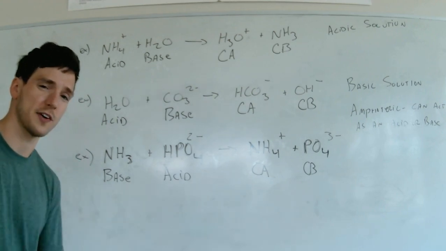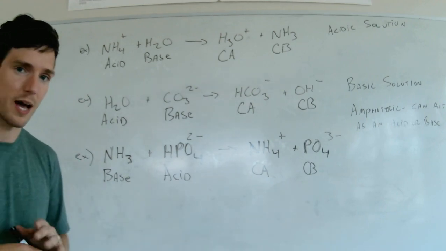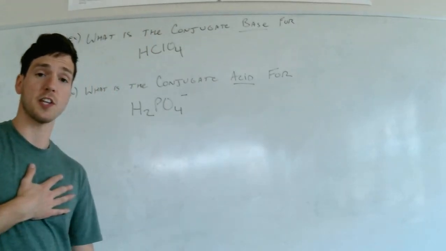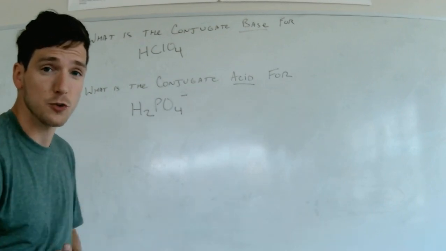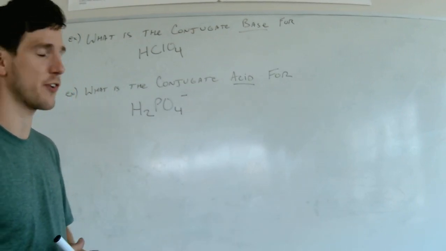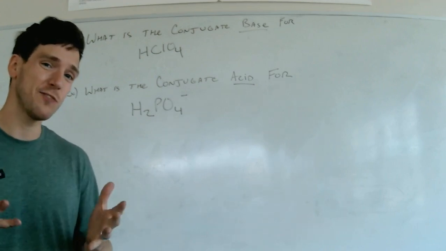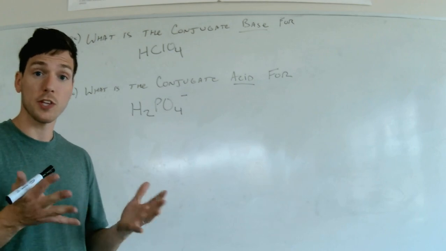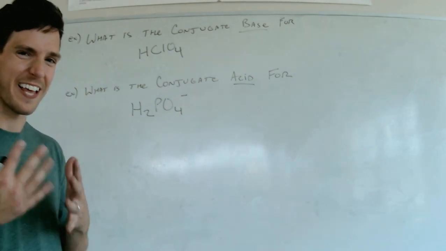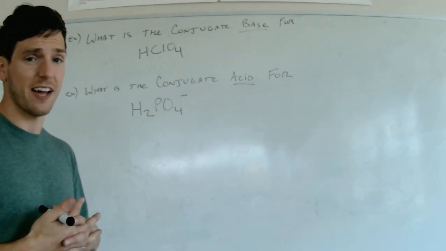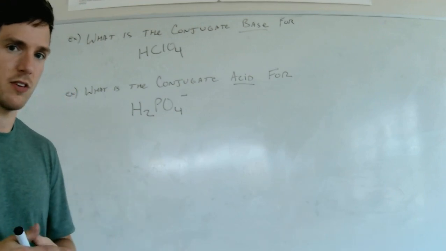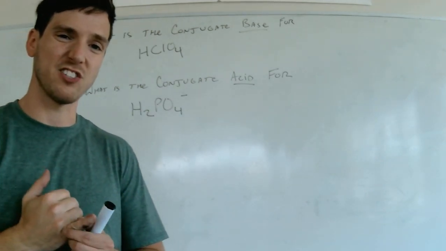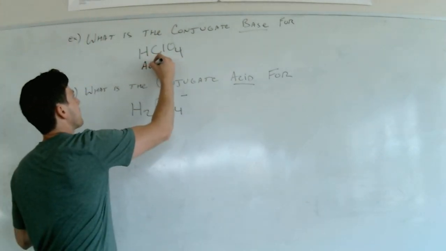Now let's do another example where I might just give you one compound and I want you to tell me if it's an acid or a base. So here's another type of problem that you might see. The first one says, what is the conjugate base for HClO4? So I give you this compound, HClO4, and I want you to give me the conjugate base. Well, the good thing to know is that what is attached to the conjugate base? Acid, right? Acid becomes the conjugate base. So if I'm looking for the conjugate base for HClO4, that must mean that HClO4 is an acid.